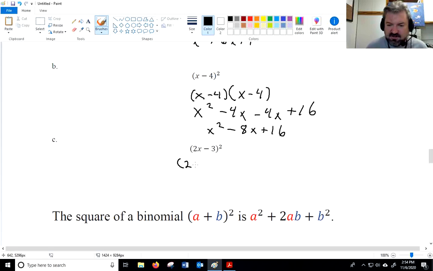All right, now let's look at this one. I have 2x minus 3 times 2x minus 3. 2x times 2x is 4x squared. 2x times minus 3 is minus 6x. Then a negative 3 times 2x is a minus 6x. Then a negative 3 times a negative 3 is a plus 9. So that makes this 4x squared minus 12x plus 9.